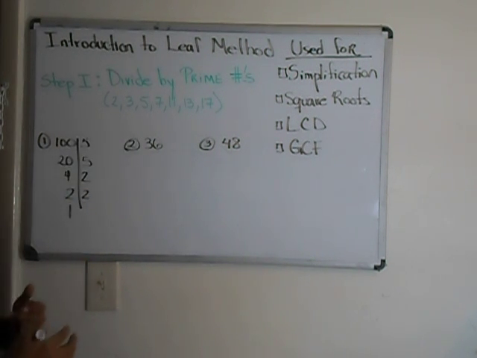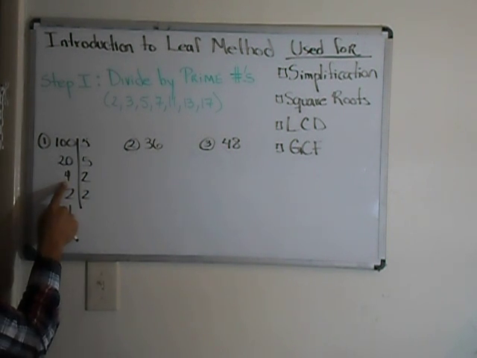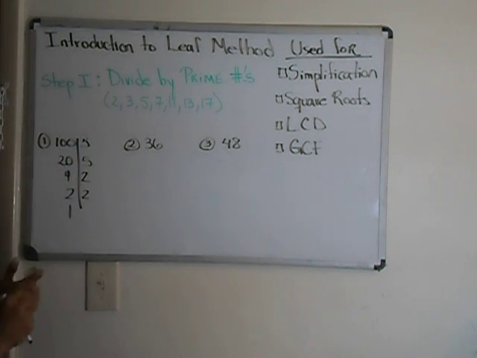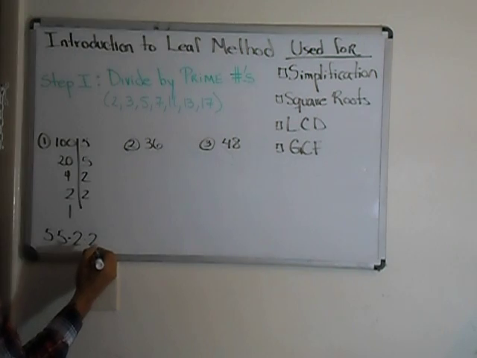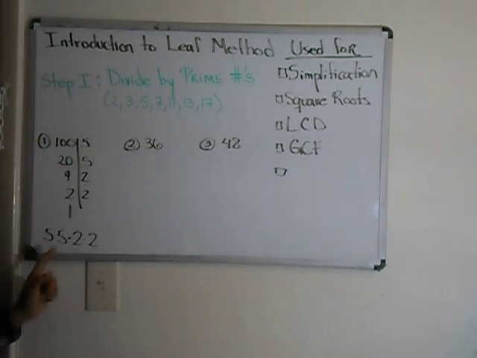So we'll check whether we did the math correctly. 1 times 2 is 2. 2 times 2 is 4. 4 times 5 is 20. 20 times 5 is 100. We did it correctly. So the prime factorization of 100 is basically 5 times 5 times 2 times 2. And if you think about it, that's an additional use for using the leaf method.